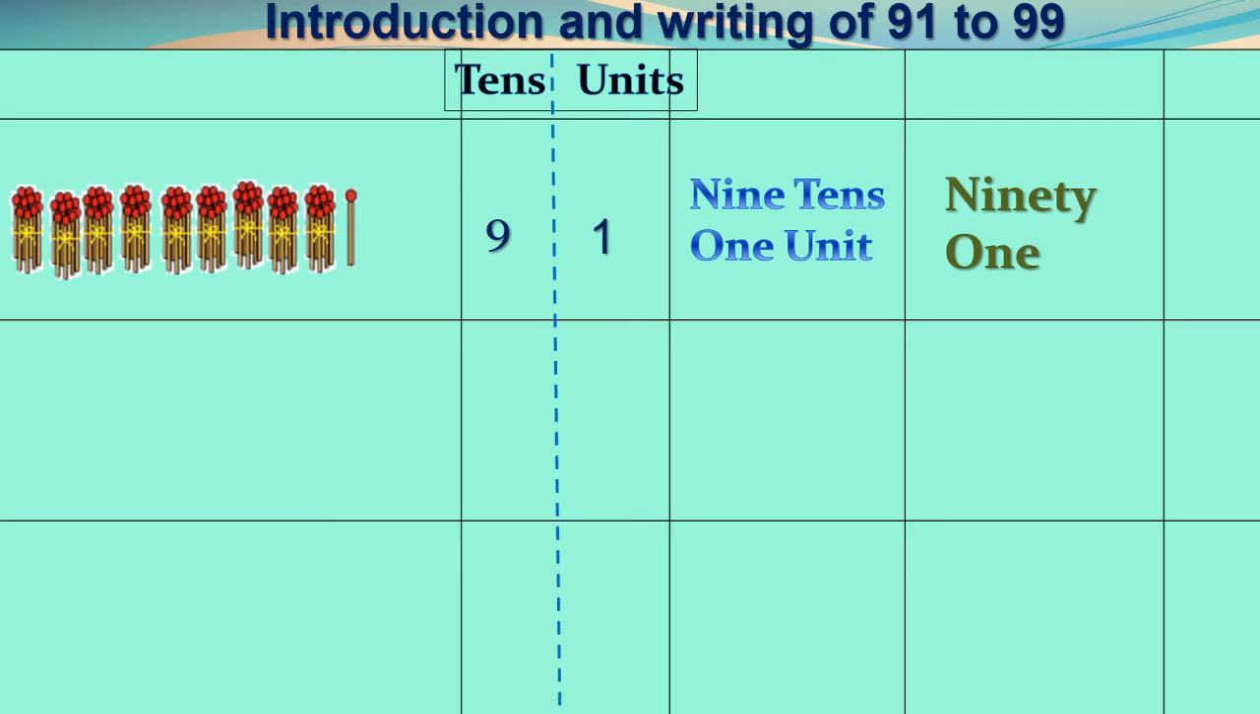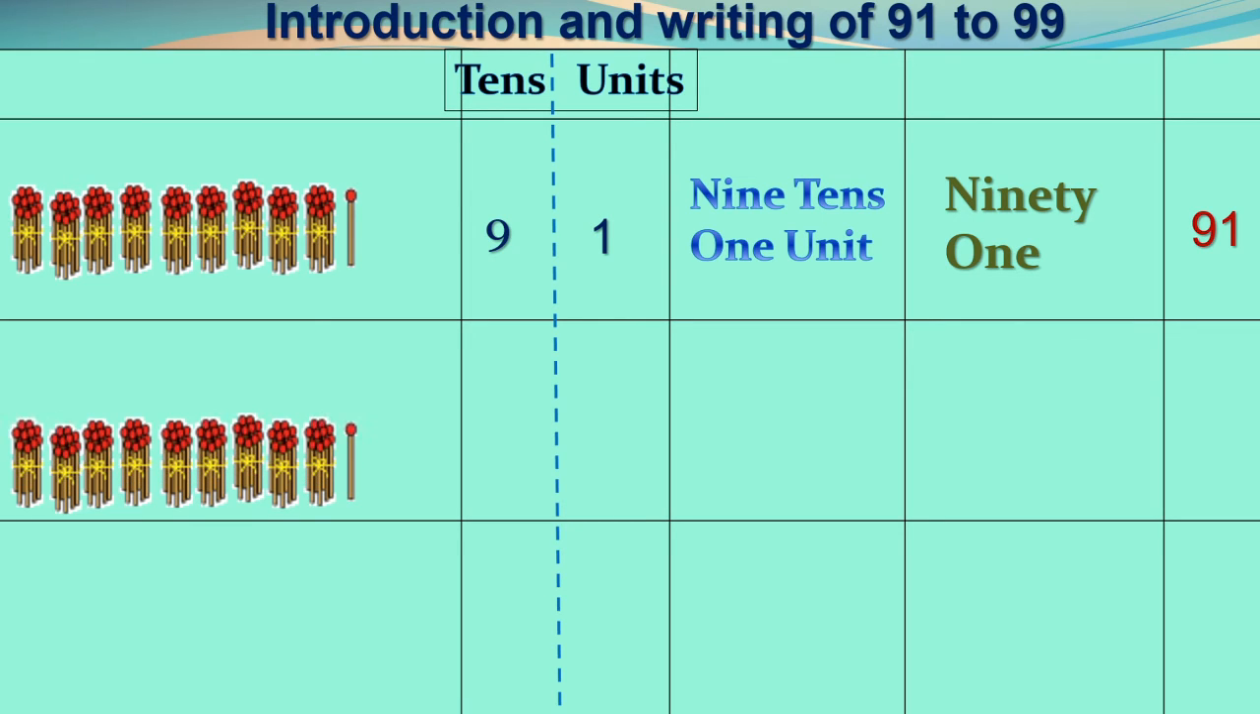N-I-N-E-T-Y, 90, and O-N-E, 1. How to write this? 90 and 1, in the numeral form. Now dear children, same procedure we will follow now. Let us add one matchstick in each step, and let us get a new number, that is nothing but the next number. Here 91 matchsticks are there. We are going to add one more.